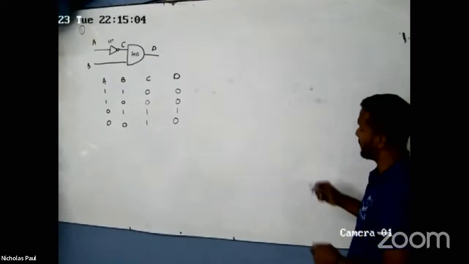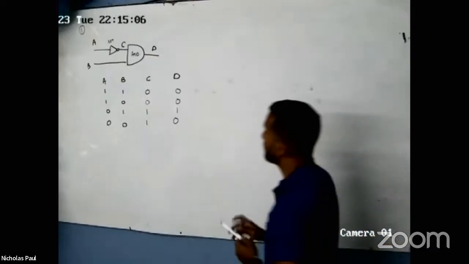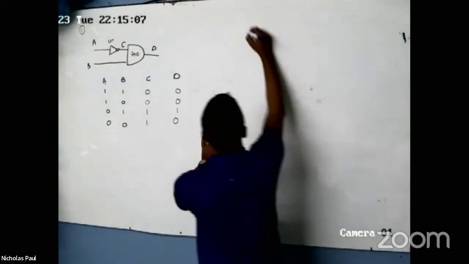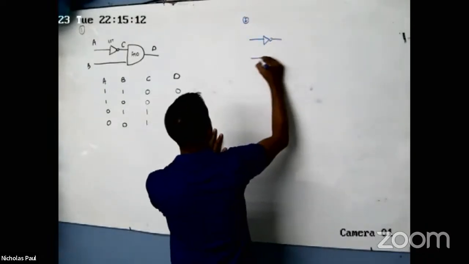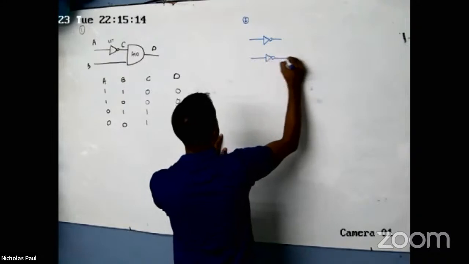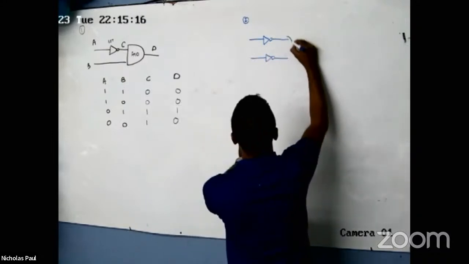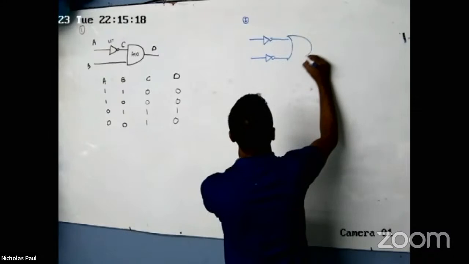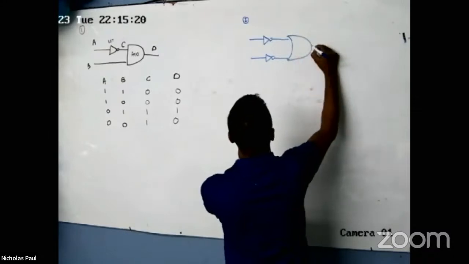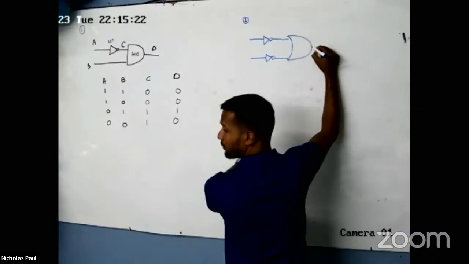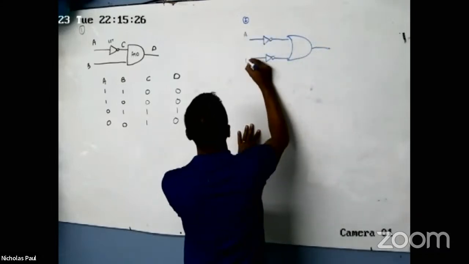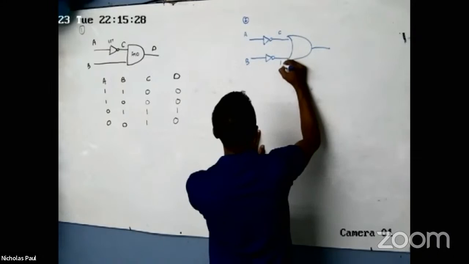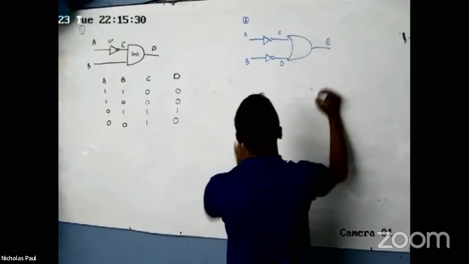All right, let's check out number 2 here. This time I'm going to put 2 NOT gates, and I'm going to connect these 2 NOT gates. So we have A, B, C, D, E.